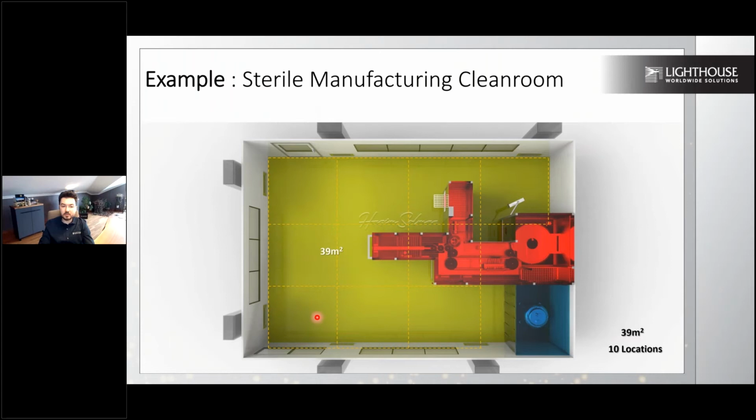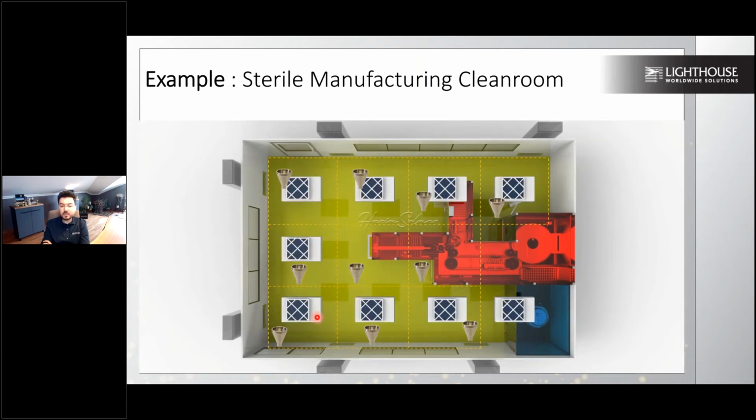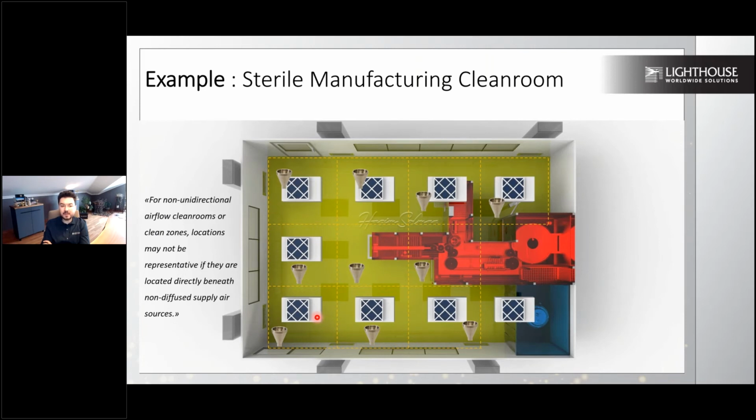We need to select 10 locations, 12 locations: 6 locations for the production area and 2 locations for the aseptic processing. So this is where I'm going to locate, and I will explain why I picked all these locations for these 10 zones. First of all, I'm avoiding placing my isokinetic probe right under the HEPA filters within the zone. So I'll be very careful not to place my particle counter isokinetic probe underneath these sample locations.